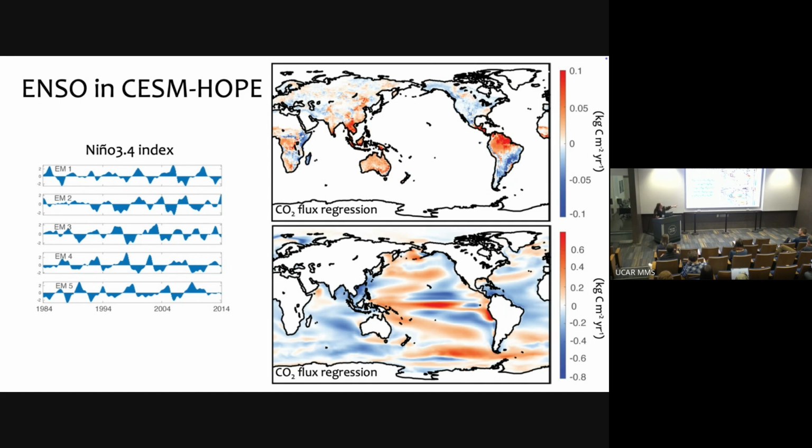On the bottom, you also see the ocean flux response to ENSO in CESM HOPE. Just as you might expect, right in the central equatorial Pacific, you see a lot of bright red, so anomalous degassing of carbon dioxide from the ocean in those regions. This, of course, varies from model to model, but it more or less looks like all the other models in terms of its response to ENSO. So I think that's very promising.